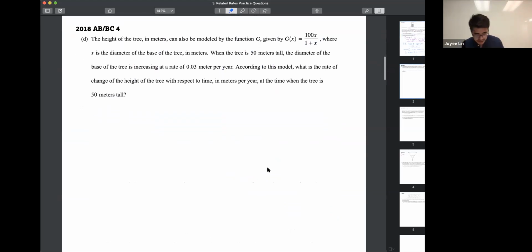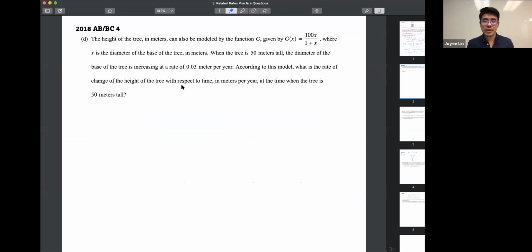All right, part 2. This was on the exam 2 years ago on both the AB and the BC exam. So we're given this function, the height of the tree, where x is the diameter of the base in meters. When the tree is 50 meters tall, the diameter of the base of the tree is increasing at a rate of 0.03 meters per year.